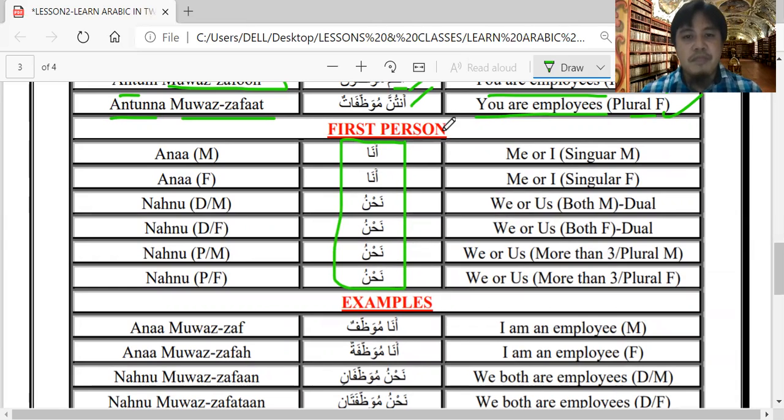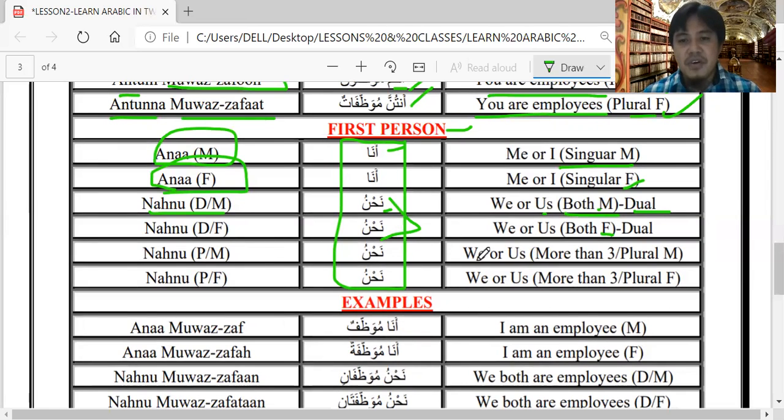So the first person personal pronouns, of course, we will say me or I, singular male, I will use ana. And of course, for female singular, first person, I can also use the same as a male, ana. And for both, dual, you can see here, dual, I can use nahnu, the same, nahnu for dual, we or us. For male and female, the same.